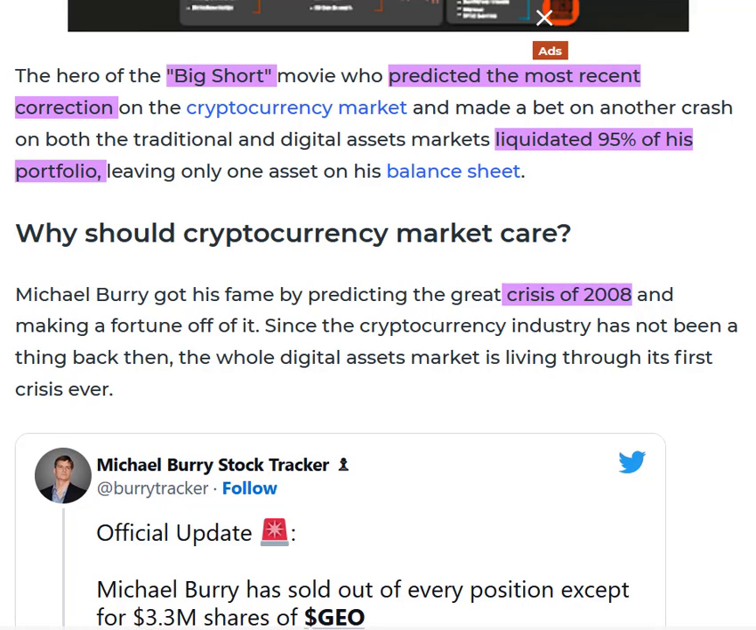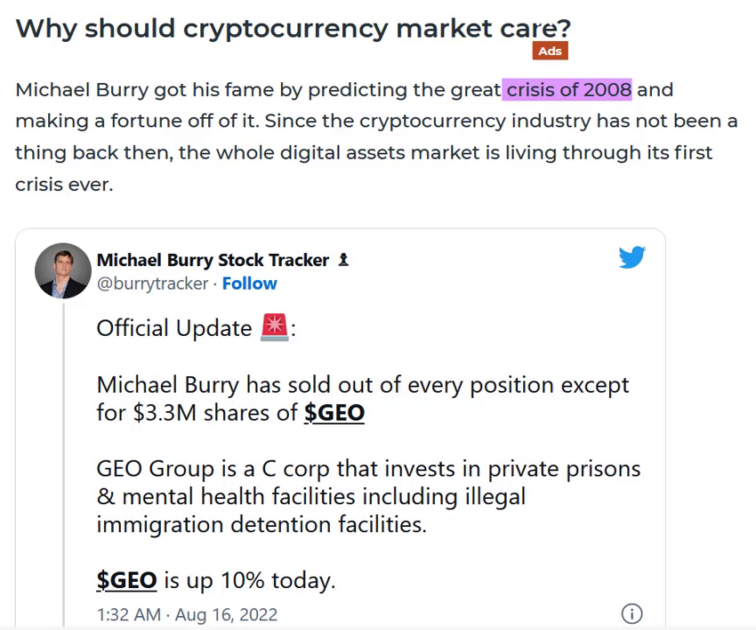And he also became famous because he predicted the most recent correction in the cryptocurrency market. And now he came back because he just liquidated 95% of his portfolio, leaving only one asset on his balance sheet. Now, answering to what you have in your mind, why should you care?